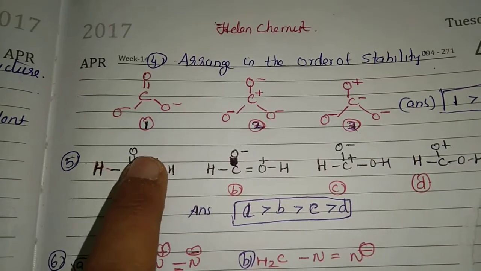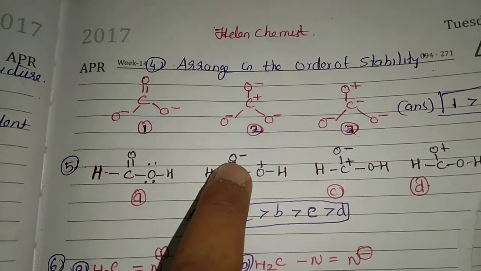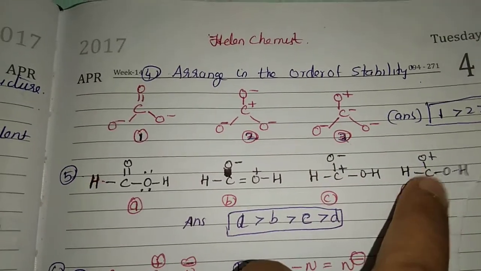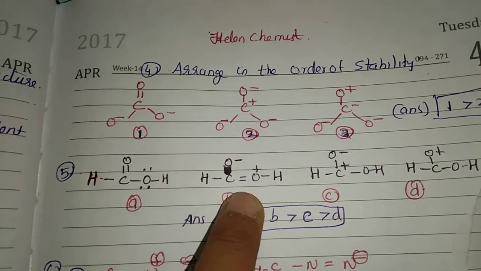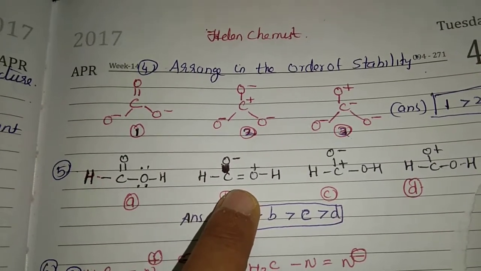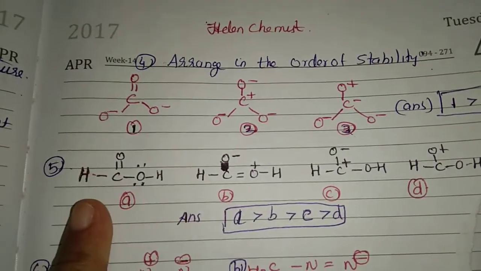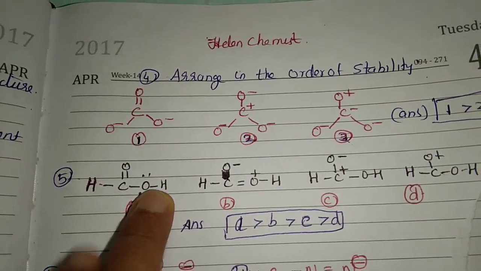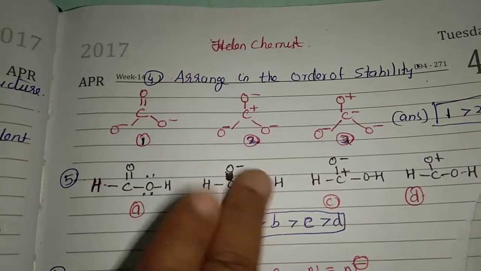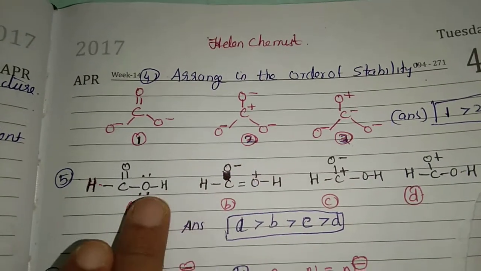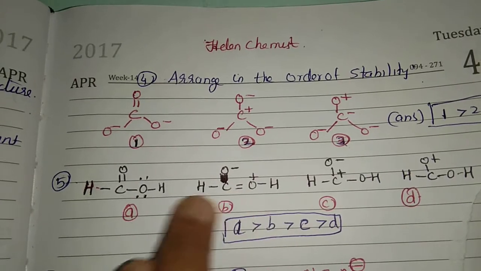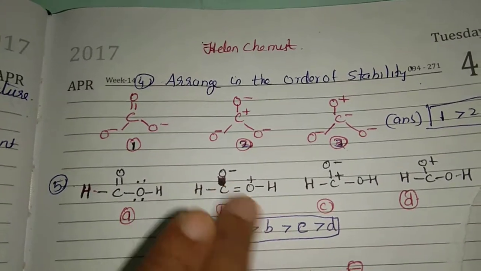Next, see the example. 1, 2, 3, 4, 5; 1, 2, 3, 4, 5; 1, 2, 3, 4; 1, 2, 3, 4. So A and B have an equal number of covalent bonds, so rule 1 is satisfied. Then go for the second rule. This one is a neutral species and the second option is a charged species. Neutral species is more stable than charged species, so A is more stable than B.